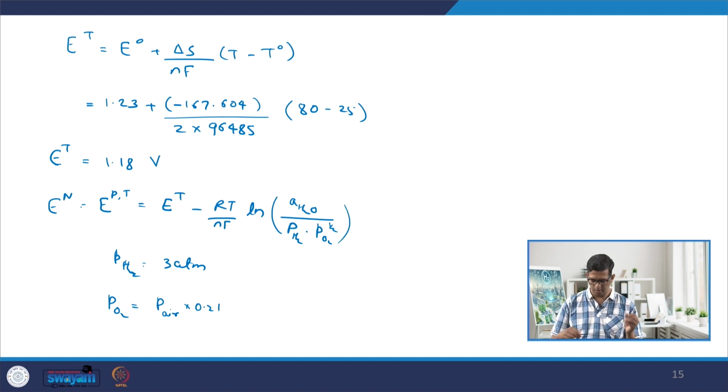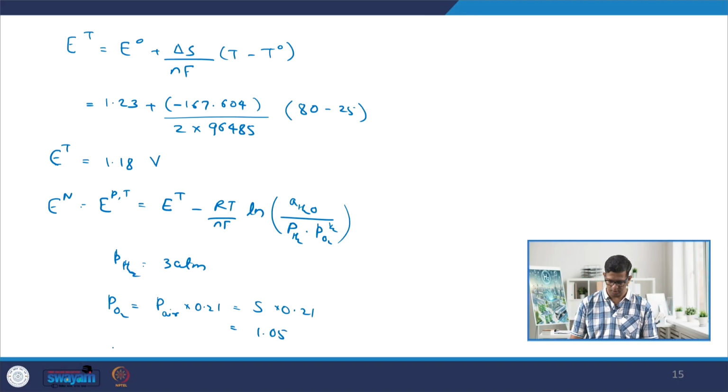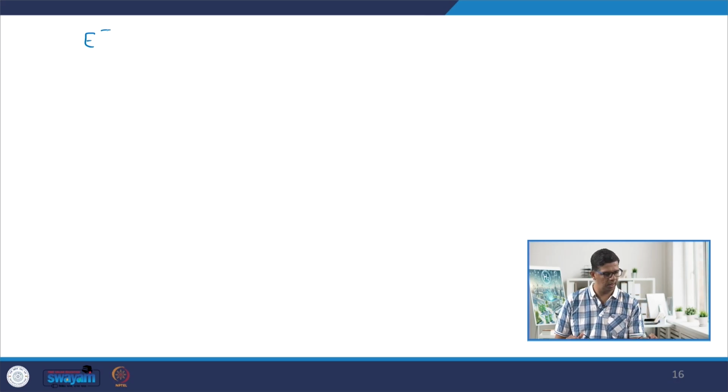So we need to find out the partial pressure of the oxygen. That means we need to multiply 0.21 to the pressure of air. So that is our 5 atmosphere times 0.21. So that comes close to 1.05. So this is our pressure of oxygen. So let us go ahead. We have ET equals 1.18 volt.